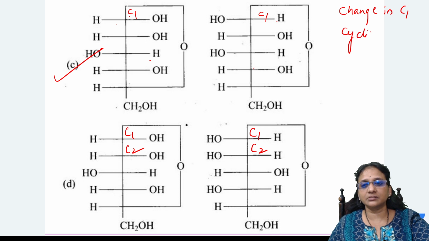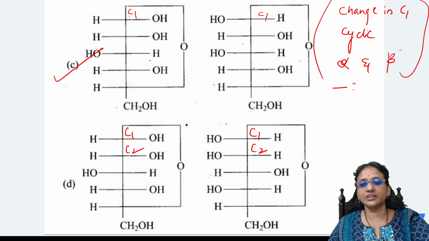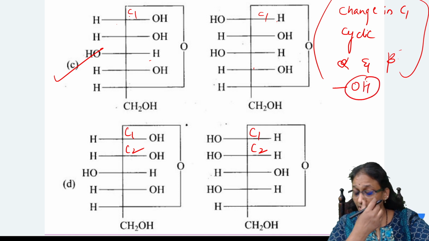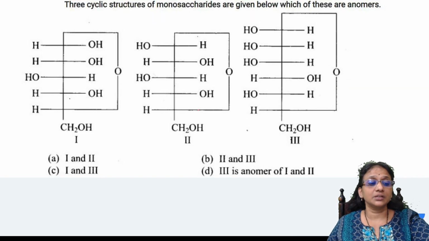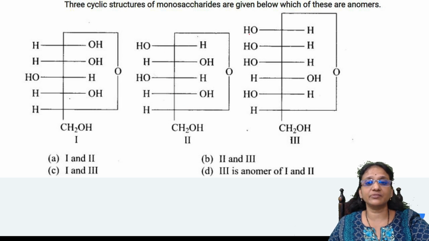cyclic structure. Next, what do you say? Alpha beta formation. This is what is the anomaly. Okay. What are you changing? Checking for OH group change. Done. Next question. The three cyclic structures of monosaccharides are given below.